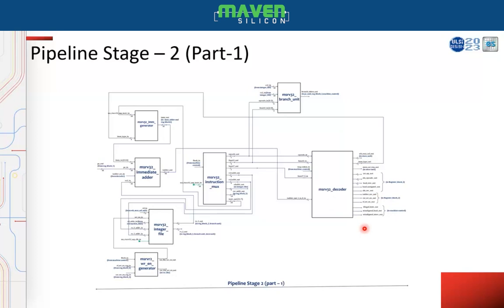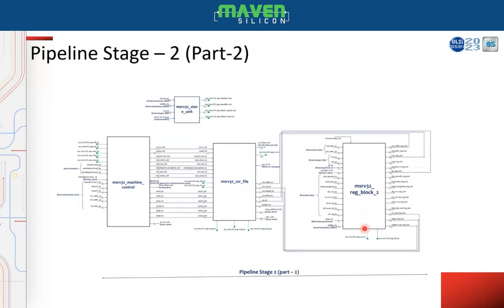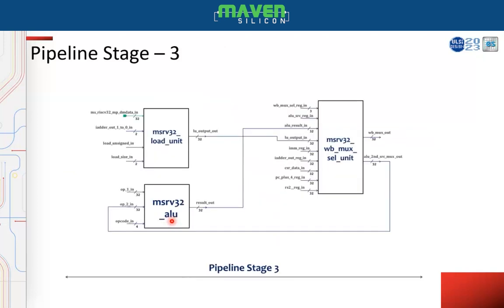At the same time, we will have machine control block and CSR block in the pipeline stage 2 itself, which is going to generate the complete list of control signals for the execution of various instructions. And coming to the pipeline stage 3, it contains ALU block and write back mux. So with the help of these blocks, execution of remaining instructions and writing back will be done in the pipeline stage 3.